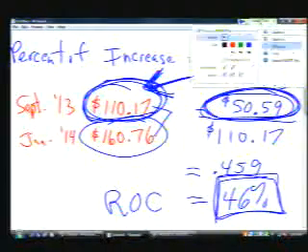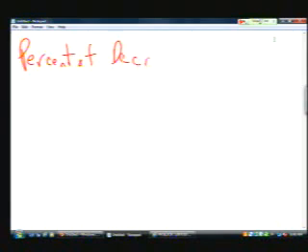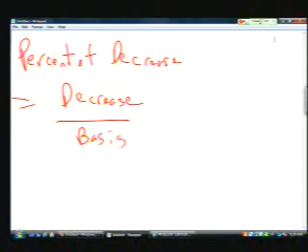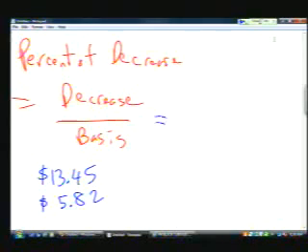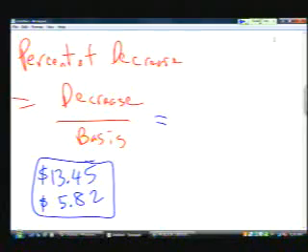We're going to do percent of decrease this time, and we have to hurry. So, real fast. Percent of decrease is the decrease divided by the basis. So we have to compute the decrease divided by the basis, keeping in mind that we bought this stock at $13.45, and then we sold it today at $5.82. So we need the decrease. Mentally, the decrease is going to be about $8, right? What did you get for the decrease, Courtney?